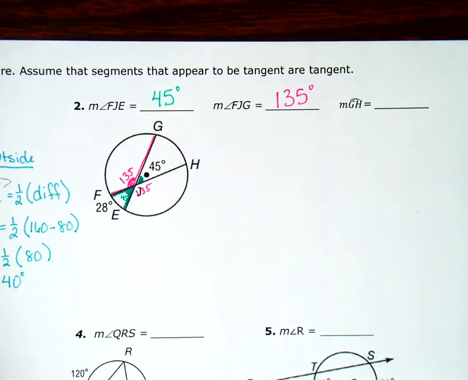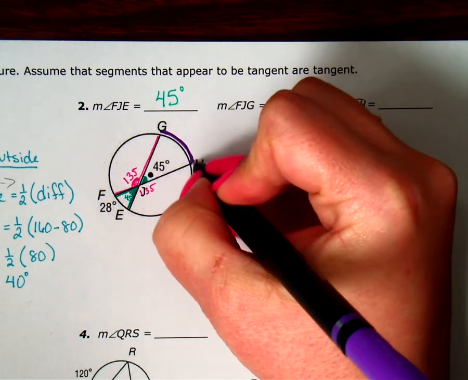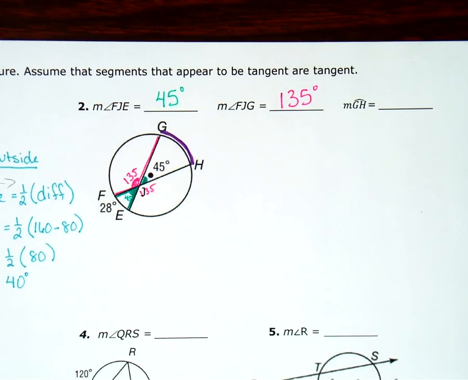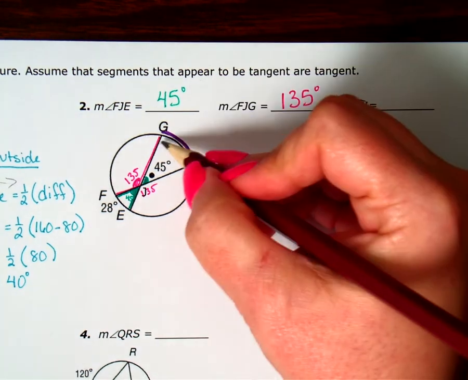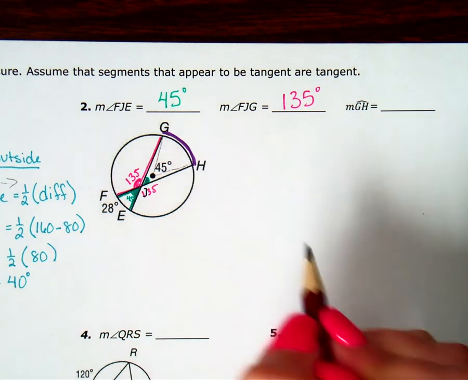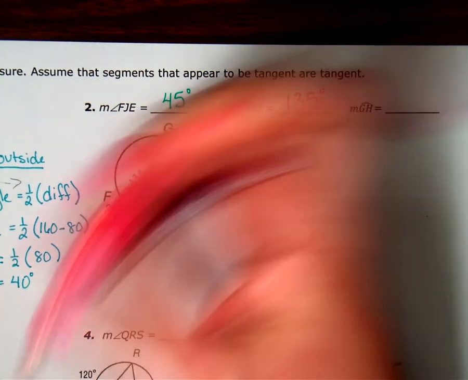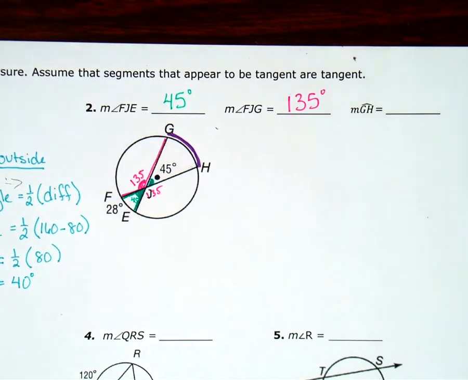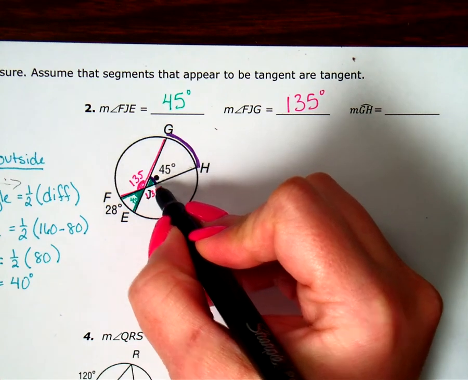And then the last thing we're going to look at is the measure of arc GH. So this arc right here. Now it's kind of tempting to go, oh, it's 45. But it's only 45 if this were a central angle, if that 45 was this angle. But it's not. So GH is not going to be 45 degrees. That 45 degrees is the angle inside.